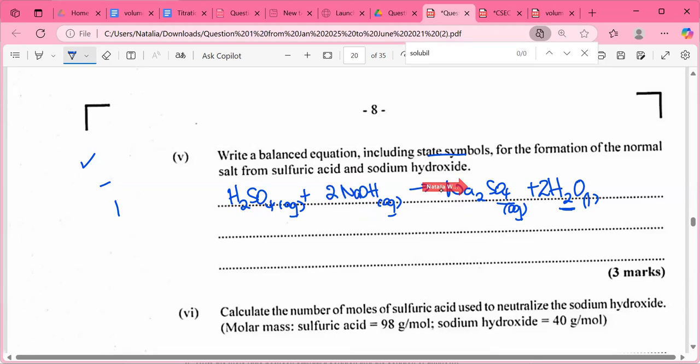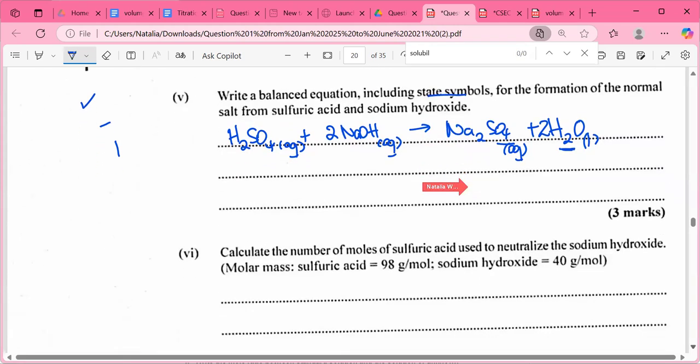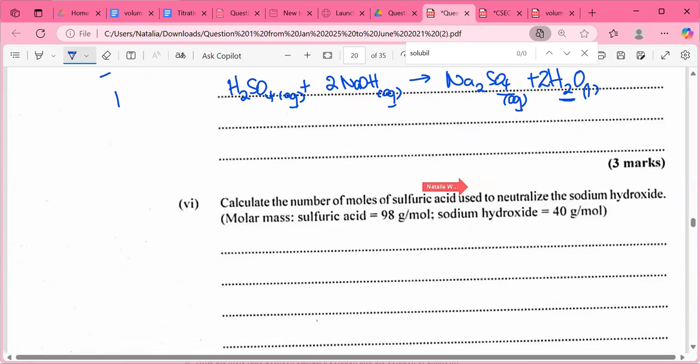All right, so in terms of reacting, 1 mole of sulfuric acid reacts with 2 moles of sodium hydroxide to form 1 mole of sodium sulfate and 2 moles of water. So my known is my H2SO4. 1 mole of sulfuric acid will react with 2 moles of sodium hydroxide. We'll need the mole ratio some time later. It says, calculate the number of moles of sulfuric acid used to neutralize the sodium hydroxide.